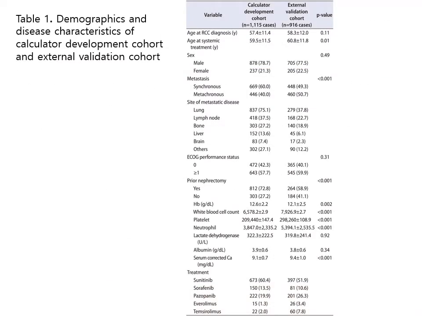Baseline patient demographics, disease characteristics, and lab results are summarized in Table 1. The mean age at systemic treatment was 60 years. 79% of patients were male, and 60% had synchronous metastasis. The common sites of metastasis were the following: lung, lymph node, bone, liver, and brain. Sunitinib and pazopanib were the 2 most common target agents. The overall response rate was 28%, which included 85 survivors who lived for 5 years or longer.